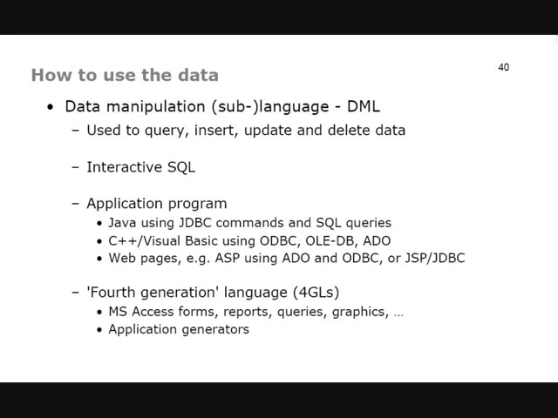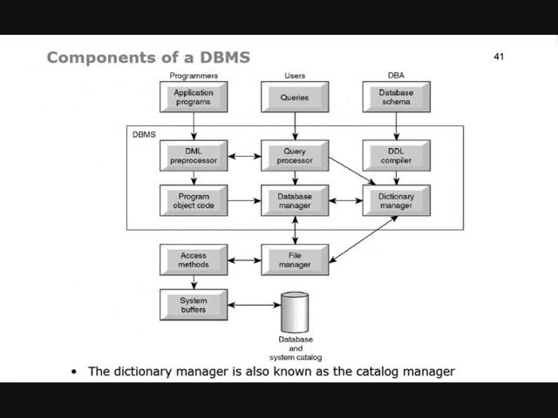There are also access possible through fourth generation languages, and these might be things like forms that you might find in packages like Access or report generators, etc., that allow you to do rapid application development. We're not going to look at those, but they exist in there. And there are ways of manipulating the data. So having looked at all of that, we just need to look at the components of the database management system.